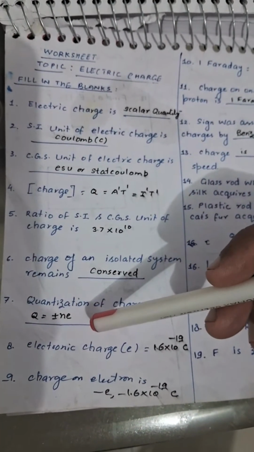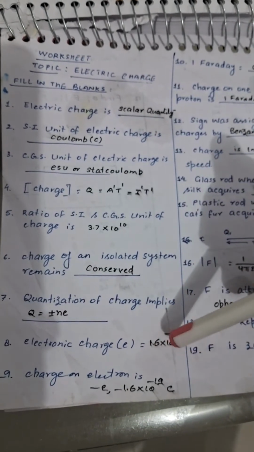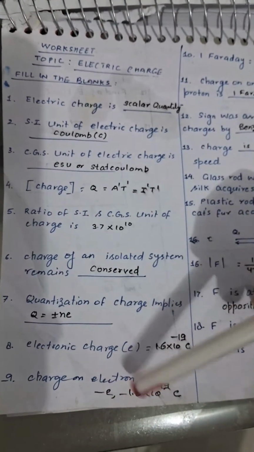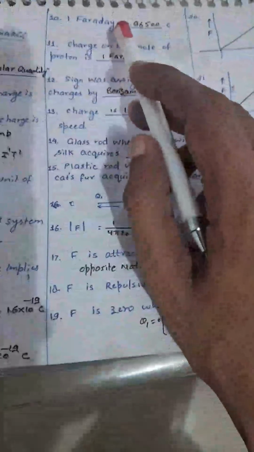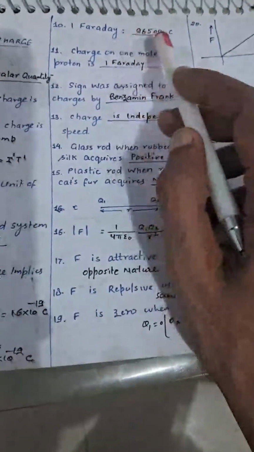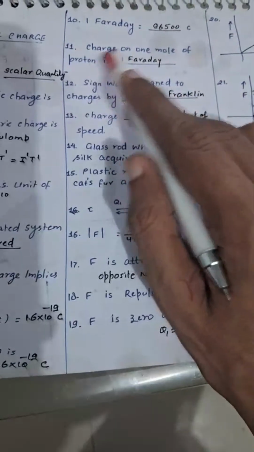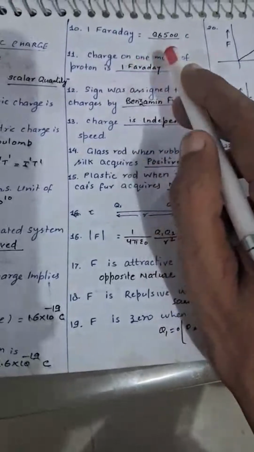Then is electronic charge, so it is 1.6 into 10 to the power minus 19 coulomb. Then is charge on electron, it is minus e, so minus 1.6 into 10 to the power minus 19 coulomb. Then we have 1 Faraday equal to 96,500 coulomb. Then is the concept of charge on 1 mole of electrons, so it's 1 Faraday, which is 96,500 coulomb.